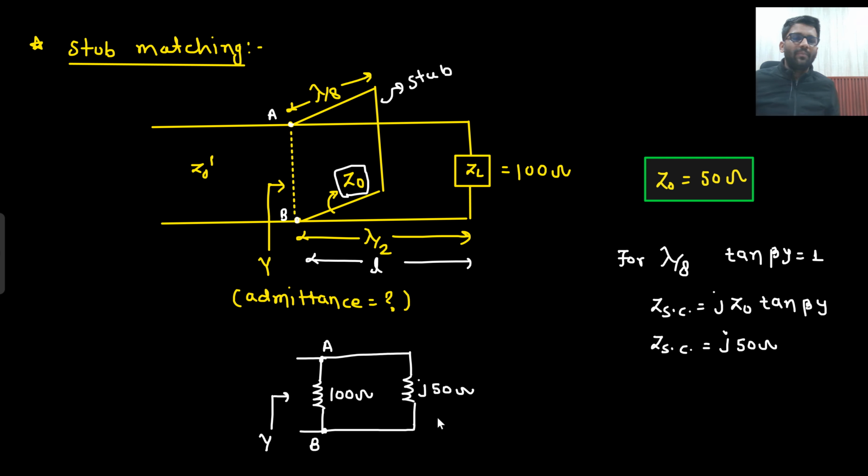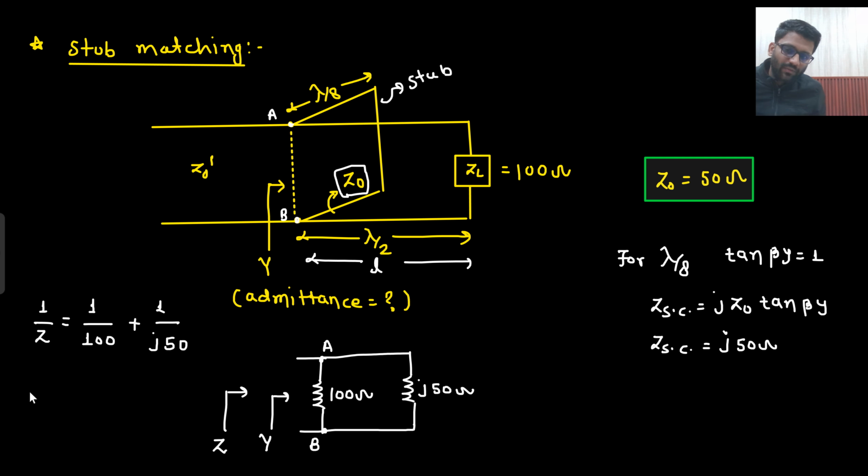But can I write down the impedance? Yes. What will be the impedance? It will be 1 by Z equals 1 by 100 ohm plus 1 by J50. What is 1 by Z? 1 by Z is Y only.